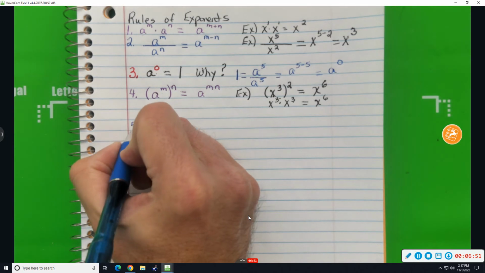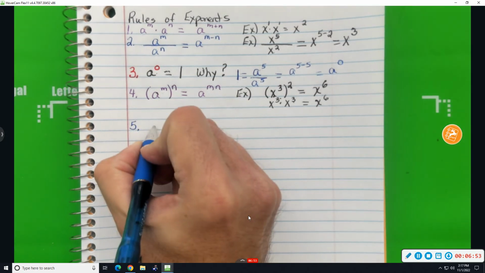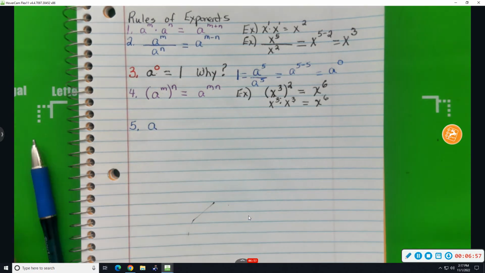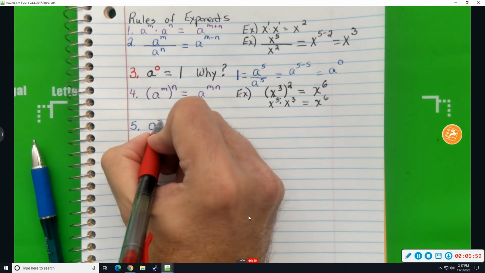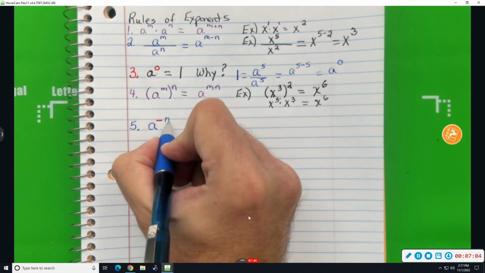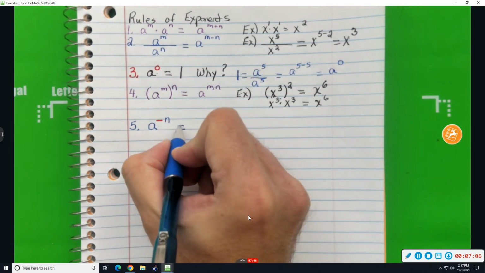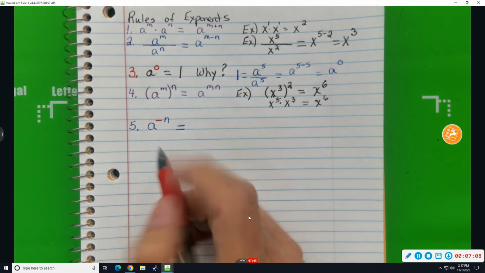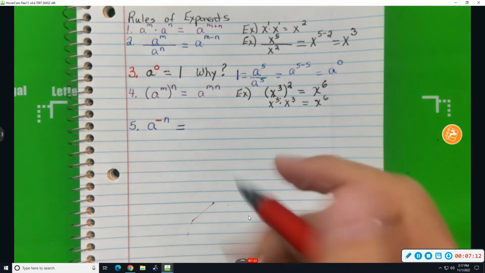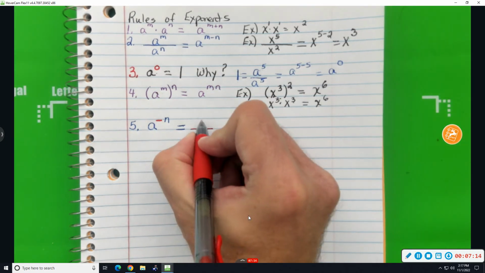Rule 5 is the formal definition of a negative exponent. A to the negative n power. A negative exponent, watch the colors, that red negative means 1 over.